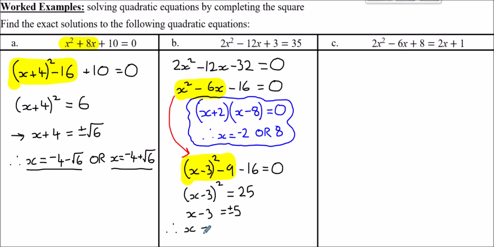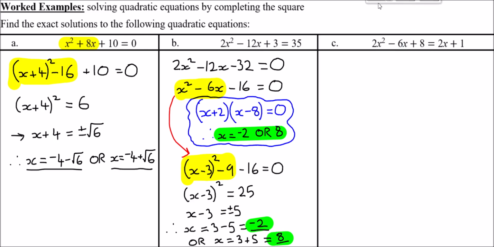So therefore, either x is going to be 3 minus 5, which is minus 2, or x is 3 plus 5, which is 8, which is exactly what we arrived at over here. So as you'd expect, the answers are the same, just using a different method. So sometimes one method is better, other times the other method is preferable. So that's how we do it by completing the square.